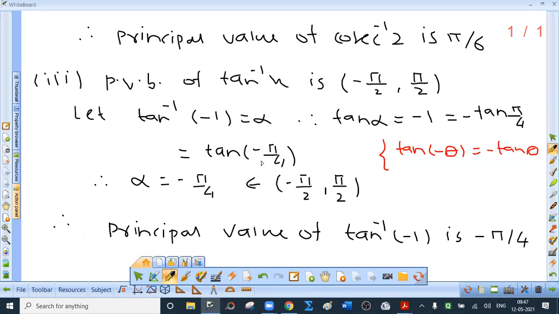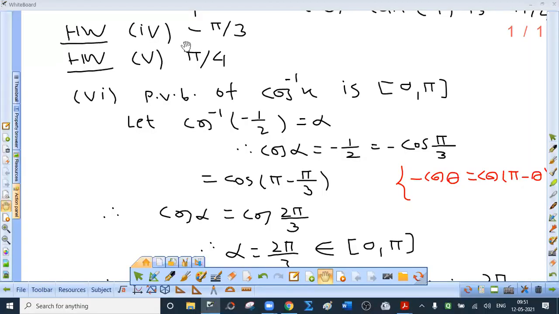So can I say alpha is minus pi by 4? Yes, I can, because this belongs to the open interval minus pi by 2 to pi by 2. So what is the principal value of tan inverse minus 1? It is minus pi by 4. Fourth and fifth for homework. Answers are given. Now sum number 6.